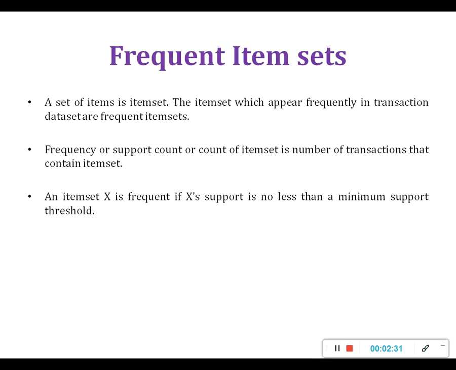So these are the different terms that we use when counting the frequent item set. Either you can say the frequency of that item set, or support count, or just count of the item set. It is the number of transactions that contain the item set, meaning in how many transactions the item set appears. That number of transactions is nothing but the frequency, or support count, or support of the item set, or count of the item set.